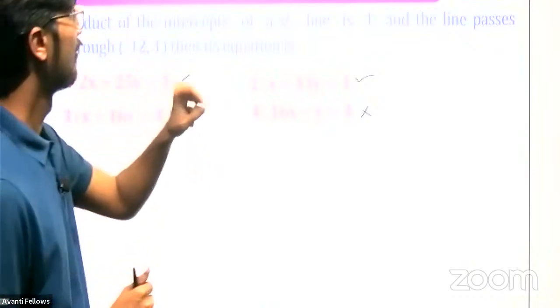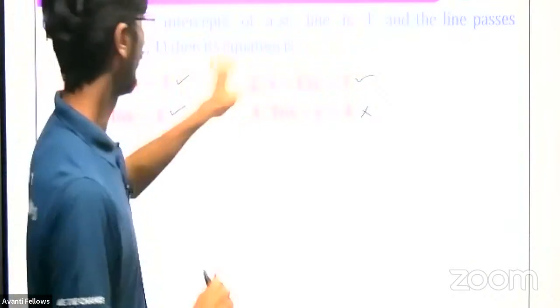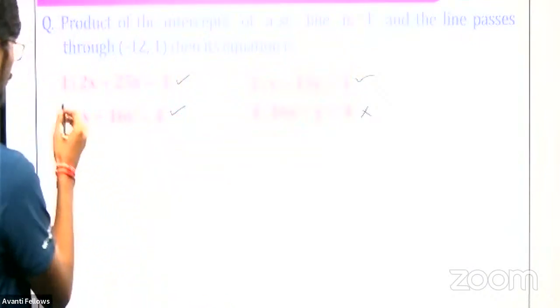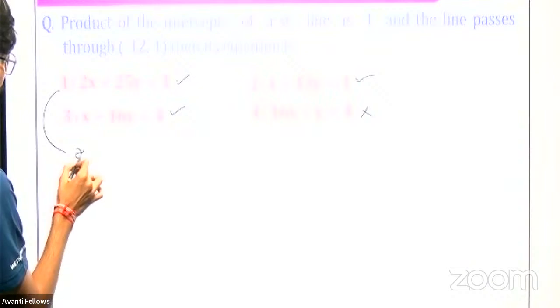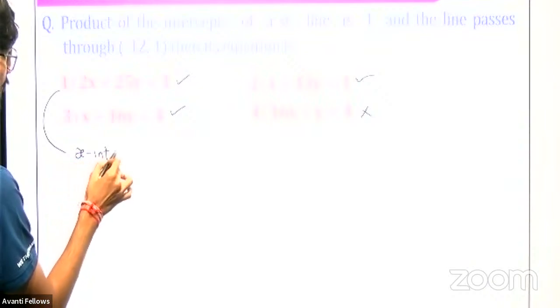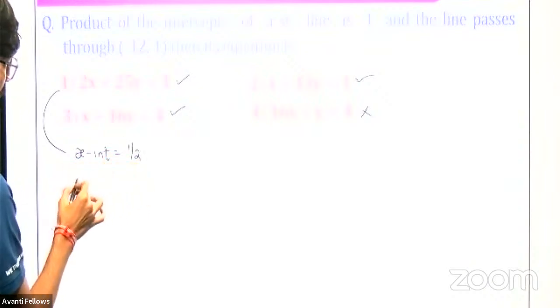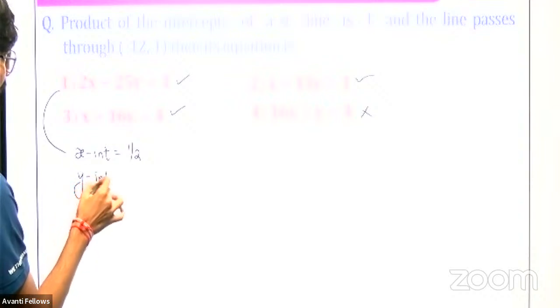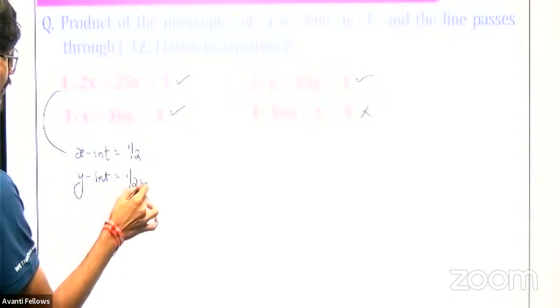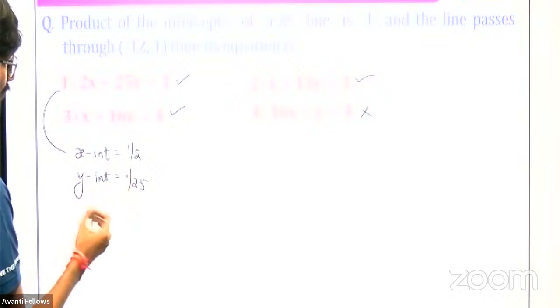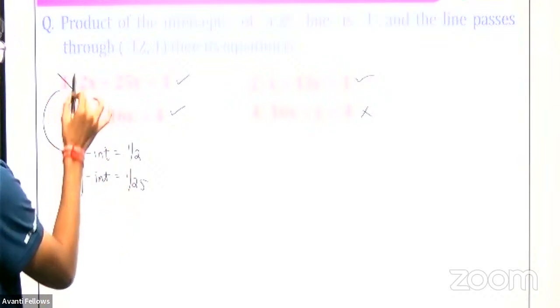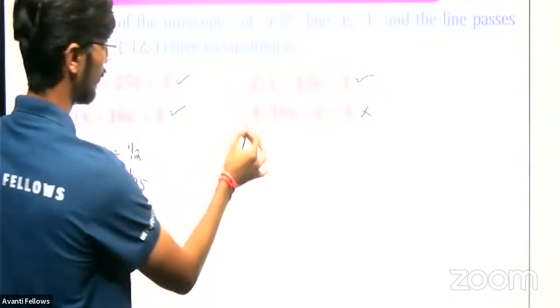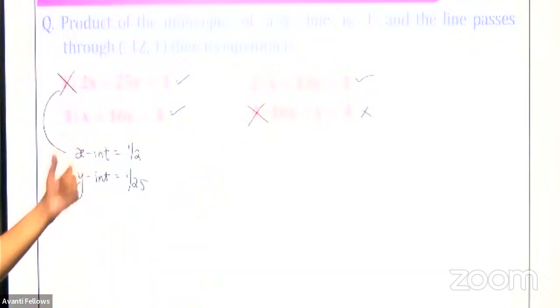Let's check the other condition. The product of intercepts is 1. So for this, x intercept is half and y intercept is 1 by 25. So their product is not equal to 1. That means option 1 is gone. Option 4 is already gone. Let's check for option number 3.